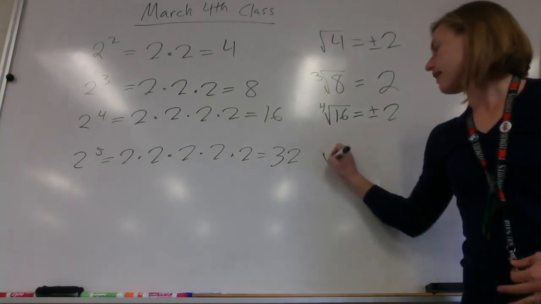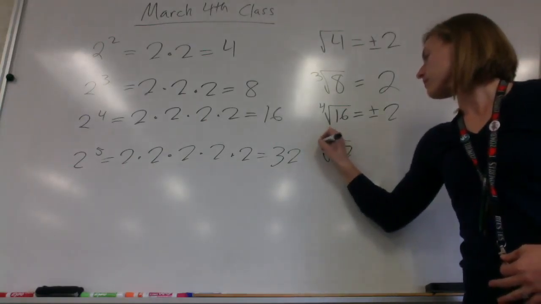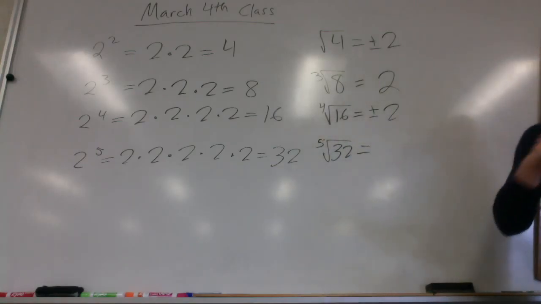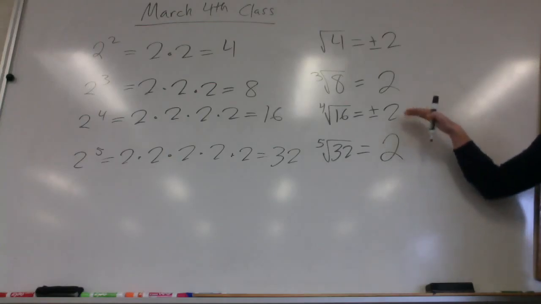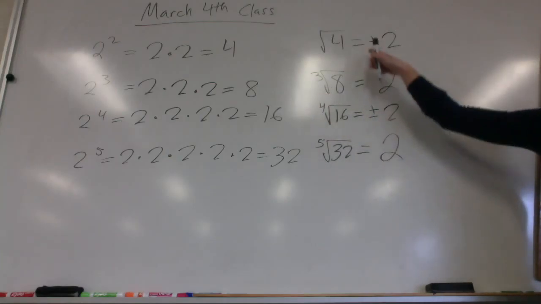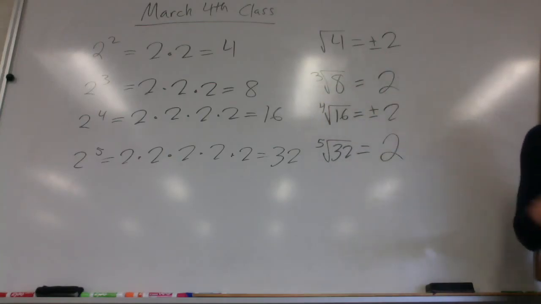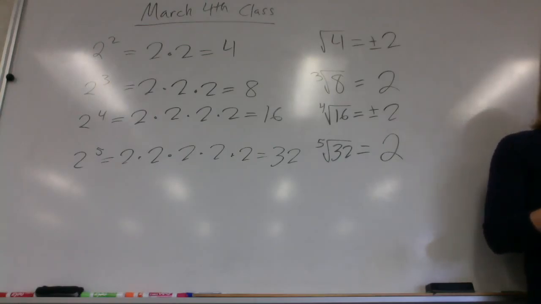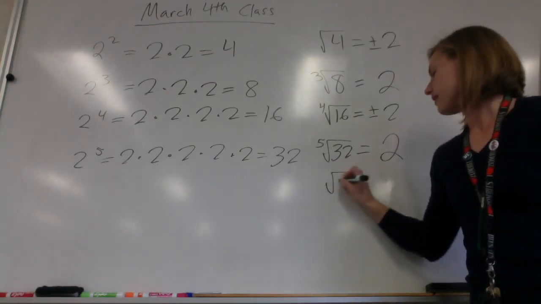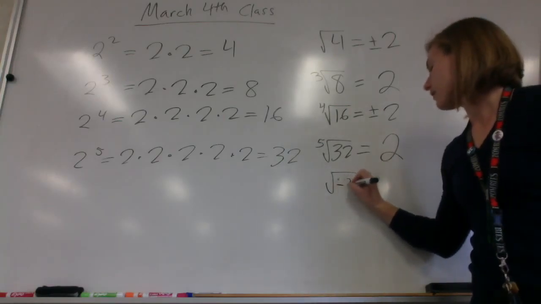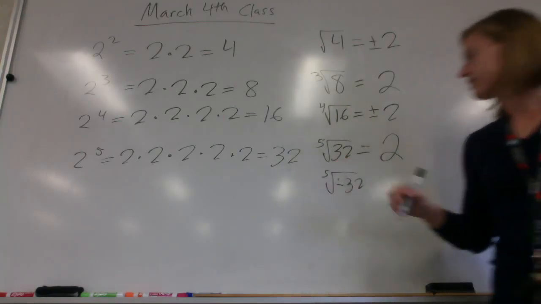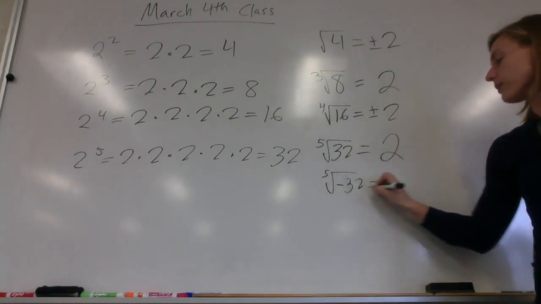Same thing this last one. What times itself 5 times gives me 32, and this one actually has to be a +2. So if it's an even number, it can be plus or minus. If it's an odd number, it has to be regular. Unless it was a -32, so what times itself 5 times gives you a -32, that would actually be a -2.